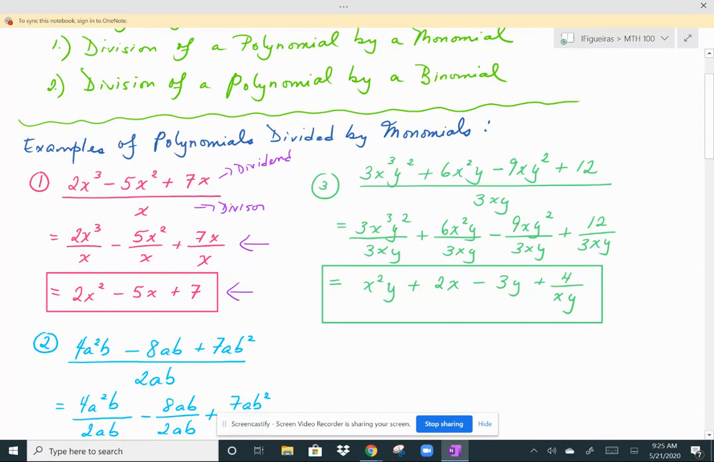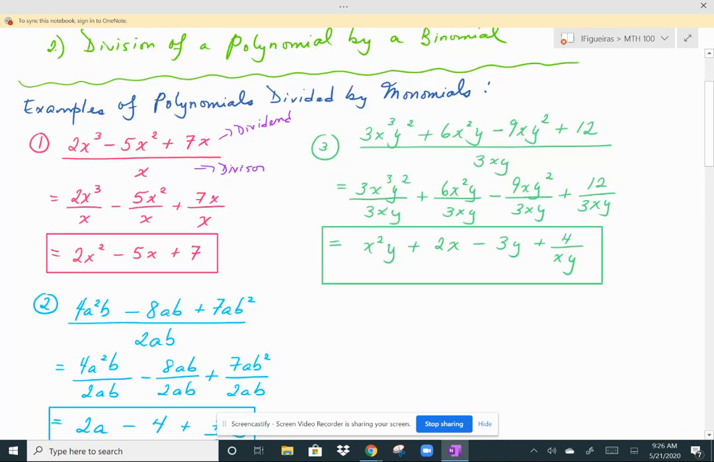When you subtract x cubed and x, that means you're subtracting 3 minus 1, because those are the exponents. So you get 2x squared as my first term, then 5x as my second term, and 7 as my last term, because the x's will cancel in 7x divided by x. All right, so let's move on to number 2.